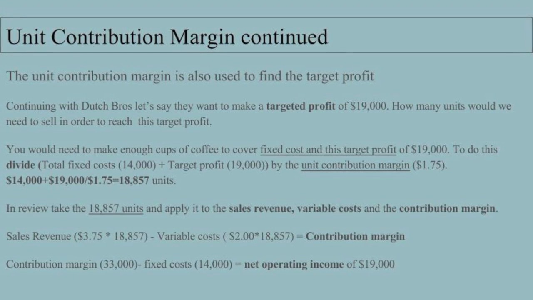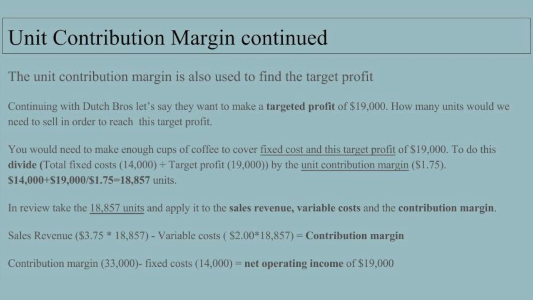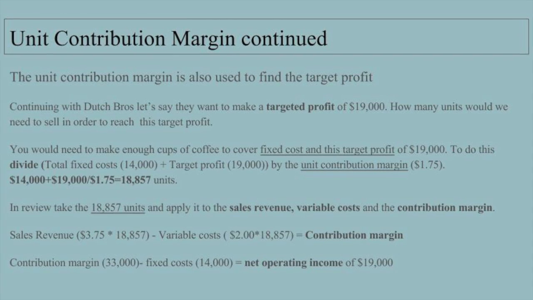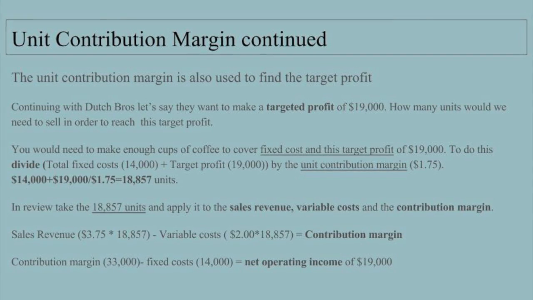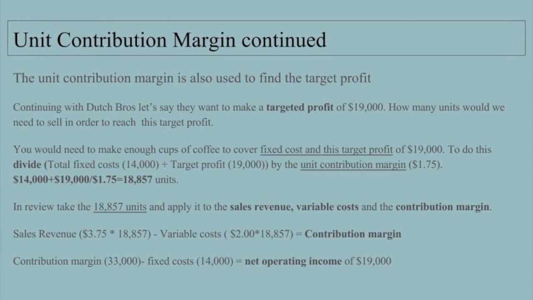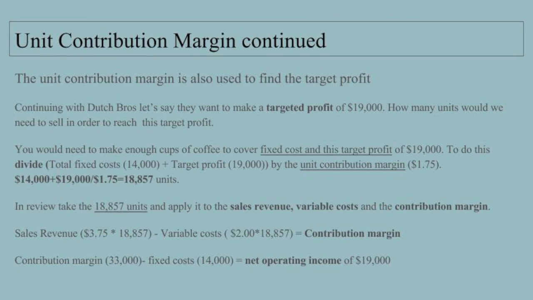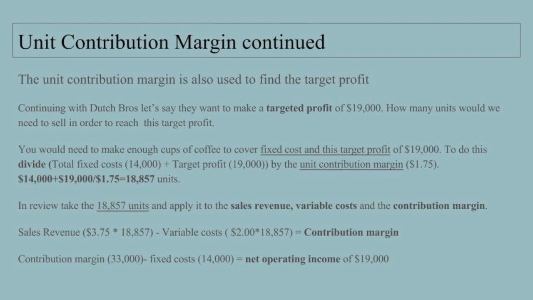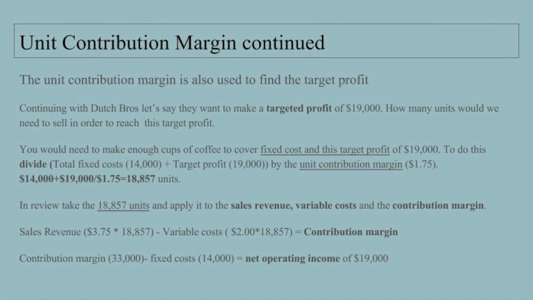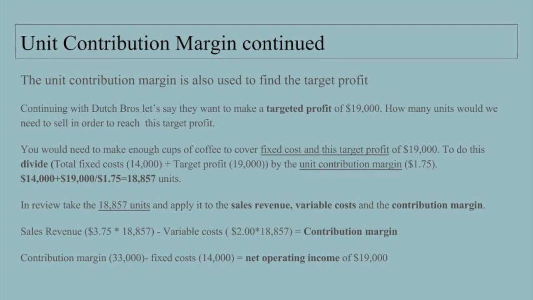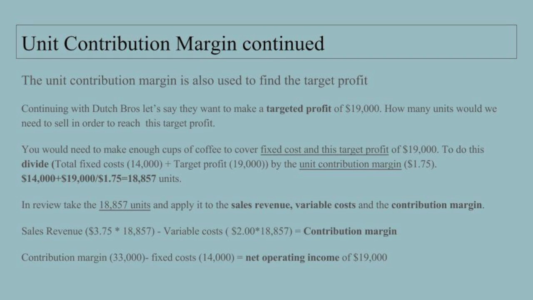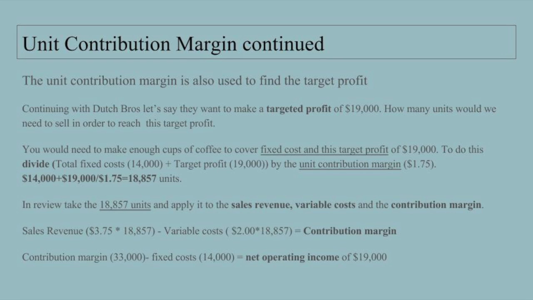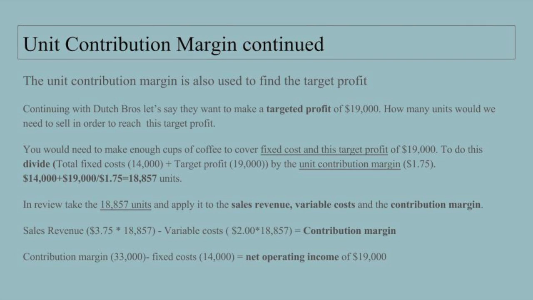$14,000 plus $19,000 divided by 1.75 equals 18,857 units. In review, take the 18,857 units and apply it to the sales revenue, variable cost, and the contribution margin. Sales revenue, which is 3.75 times the 18,857, minus variable cost, $2 times the 18,857 units, equals the contribution margin. The contribution margin, which is $33,000, minus fixed cost $14,000 equals your net operating income of $19,000.